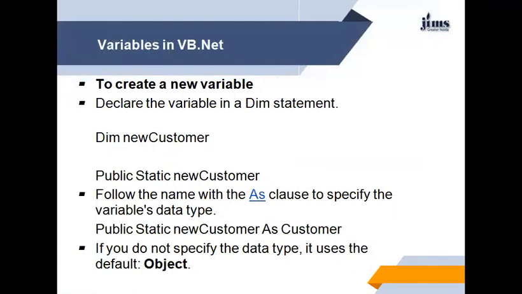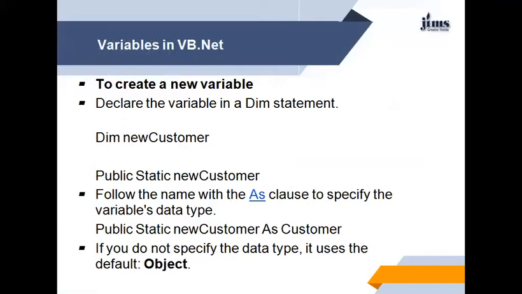Now variables in VB.NET. To create a new variable, declare the variable in a Dim statement. Suppose we wish to create a variable newCustomer, so we will write Dim newCustomer. And if we are creating a variable with the help of the Public or Static keywords, then we will write Public Static newCustomer. In that case, we will not write Dim.